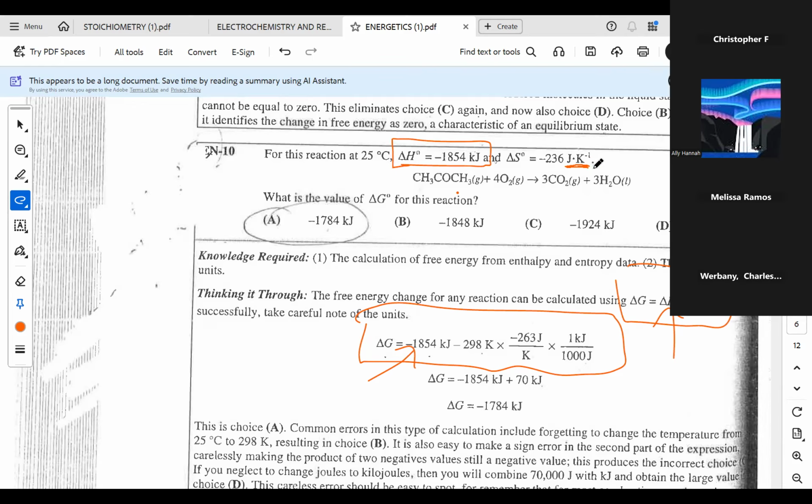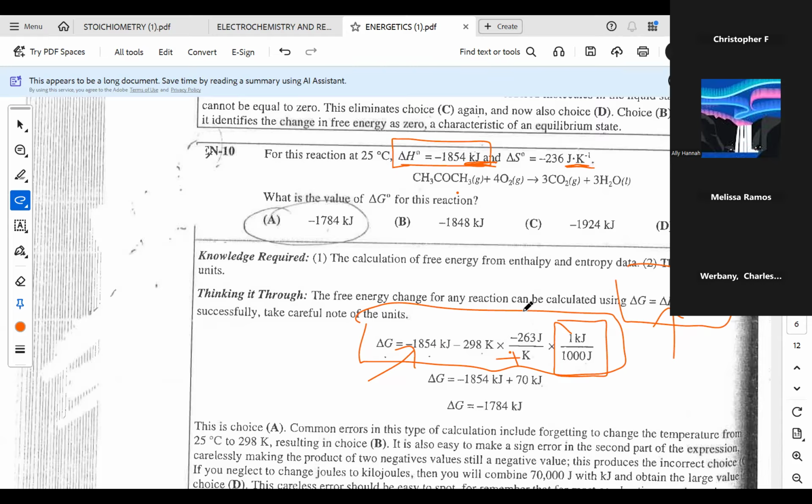One thing you might have noticed is that there are different units here, kilojoules and joules per Kelvin. So our temperature dependent term has Kelvin as a denominator. So that's what we see here. But we can't combine kilojoules and joules together. So we had to convert using 1 kilojoule per 1000 joules here.